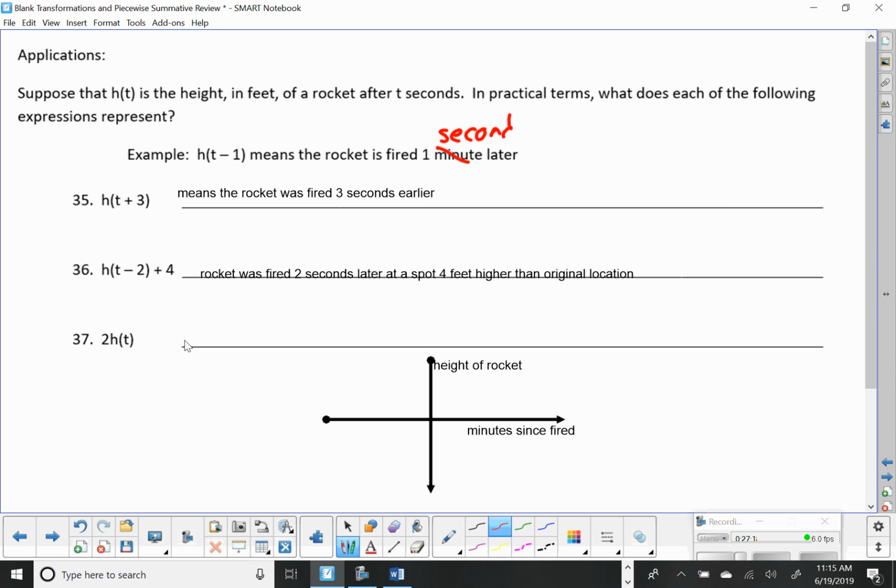Okay, this means that after t seconds, the rocket is twice as high. That's 2h of t. I want to be twice as high as the rocket is t seconds after it's been fired. Right? Again, this is just understanding what an equation means. It's great if you can punch buttons and get numbers, but you've got to understand their meaning.